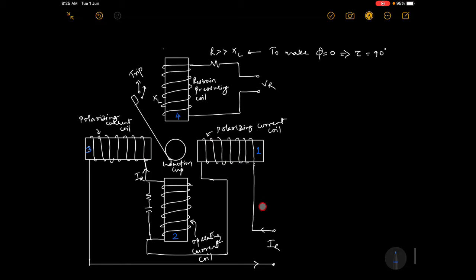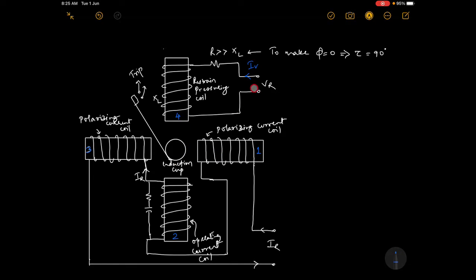So polarizing current, whatever the current is coming here, is not delayed with the actual current. So there is a flux produced by polarizing current, which interacts with one more current called IV. IV is what? Proportional to voltage, correct? So this is a flux produced due to voltage, this is a flux produced due to current. That interaction will happen.